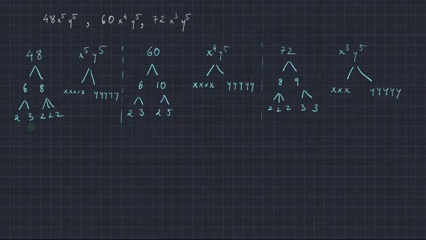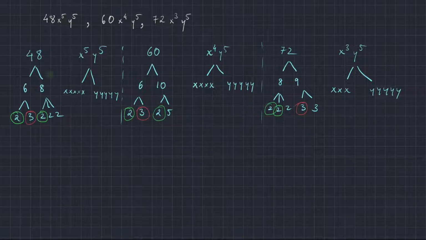For example, there are at most 2 2's common to each of these, like this 2, this 2, this 2 is common, and then there's another 2 which we can find in common. But we cannot find any more 2's in common because 60 has no more 2's left. We can do the same thing for 3's. Notice that all of them have just one 3 in common.